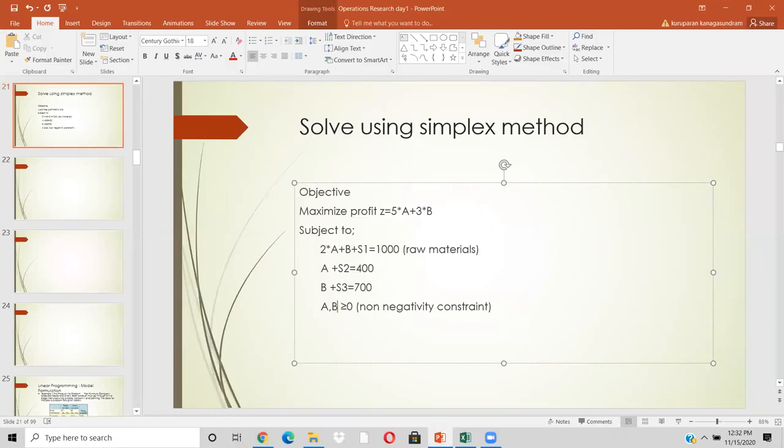Again, here, what do you say about S1, S2, S3? Those are also non-negative. Don't forget to say these also. S1, S2, S3 will also be non-negative constraints. Okay.